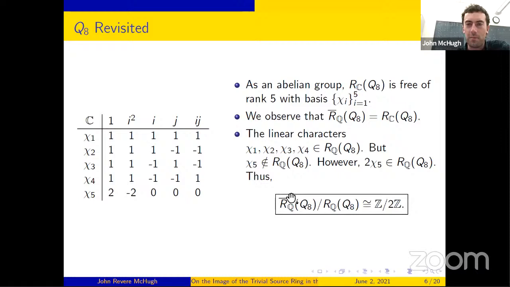So putting this all together, it means that the quotient R-bar_Q mod R_Q for Q8 is isomorphic to Z mod 2Z. When you quotient, these characters sort of go away, and the only non-trivial coset here is represented by chi5, which has order 2 in this quotient group. And I boxed this because this is also going to be important to the story later on. So keep this in mind: R-bar_Q mod R_Q for Q8 is cyclic of order 2.